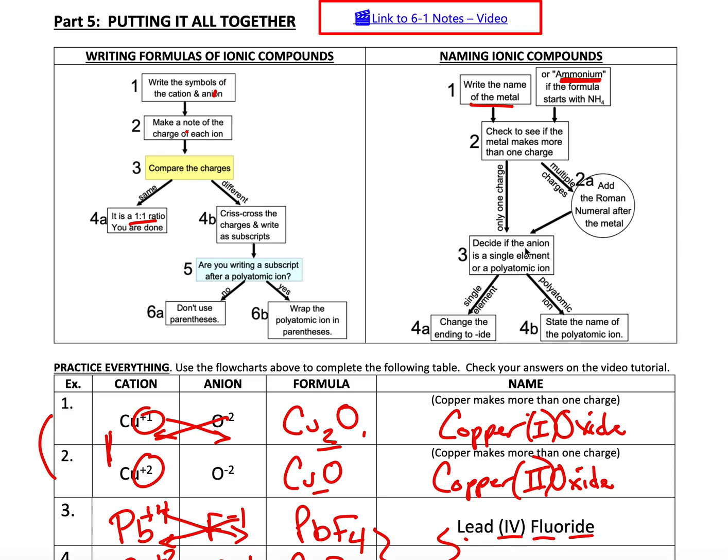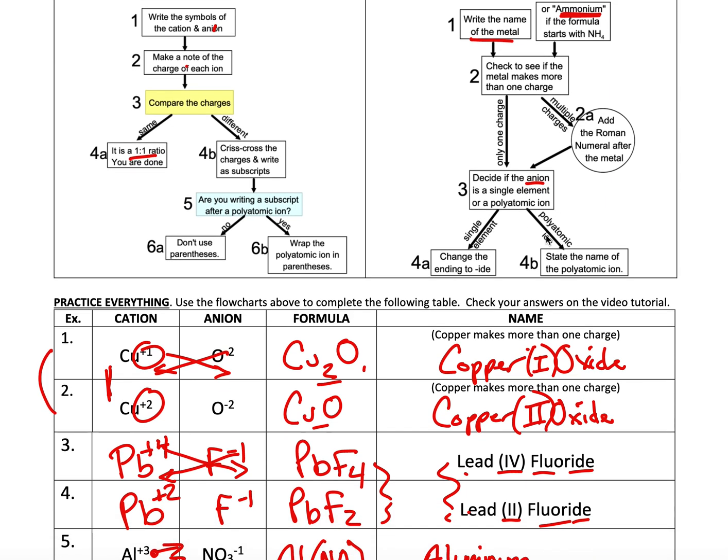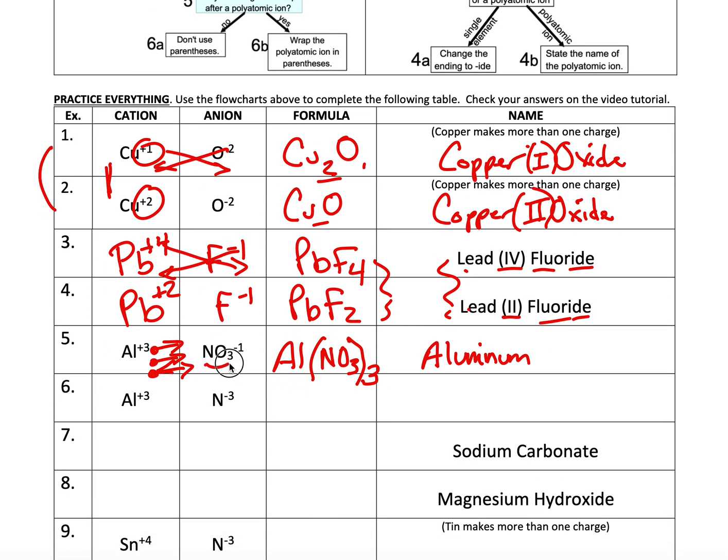Then we have to decide if the anion, the negative, is a single element or a polyatomic. This is a polyatomic, more than 1 atom. Nitrogen's having a little party with oxygen. So you have to remember what that's called. If this still is a mystery to you, you need to go back and practice. Maybe do the quizzes again. Maybe watch the video with the explanations of what the polyatomics are. But you need to know that that is nitrate.